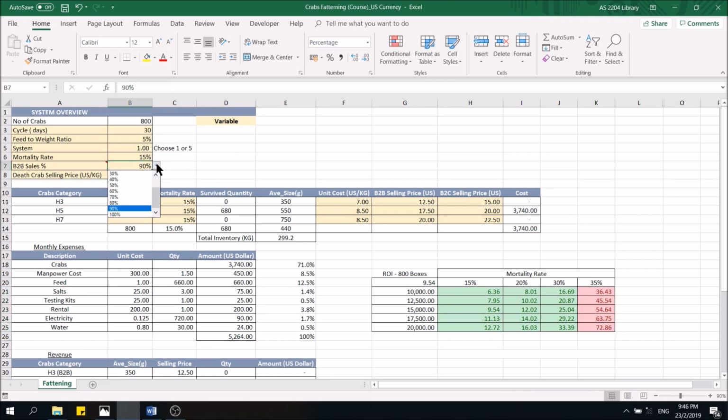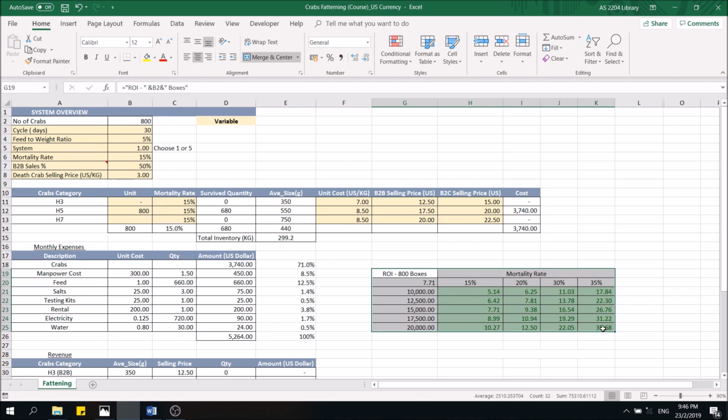Let's see how many percent I need to convert from my B2B sales to B2C sales in order to make a 35% mortality viable. Yeah, it turns green. So I think 50% is good, or maybe 60%. With 50% sales revenue from B2C sales, you can actually see everything is less than 36 months. So if you have a high mortality rate, the faster way to get back your money is to divert your sales to more B2C customers, which will give you more revenue.